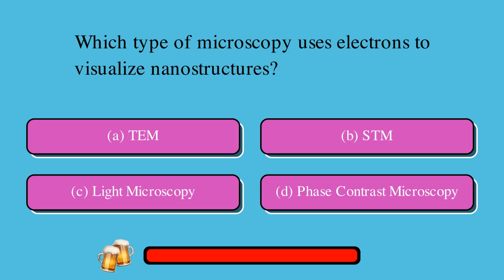Which type of microscopy uses electrons to visualize nanostructures? A. TEM, or B. STM, or C. Light microscopy, or D. Phase contrast microscopy? The correct answer is TEM.